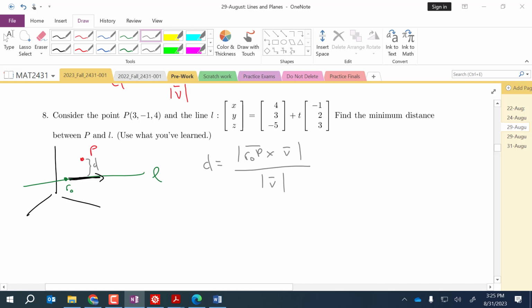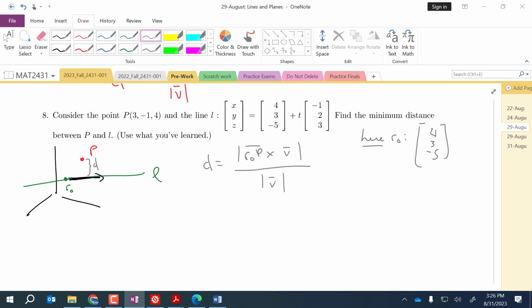Folks, what's our R naught in this problem? Here R naught is the vector 4, 3, -5. So careful, Isabel, this was our arbitrary point that's in space. This is our line. R naught refers to the initial vector point on that line. And then V is the direction vector, which is what I multiplied to T.